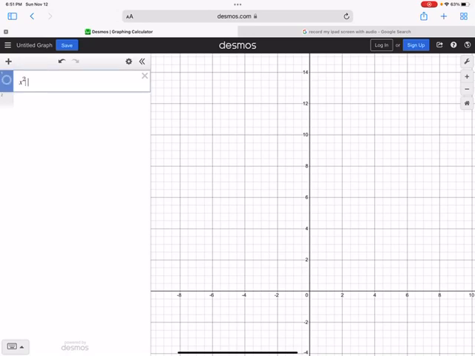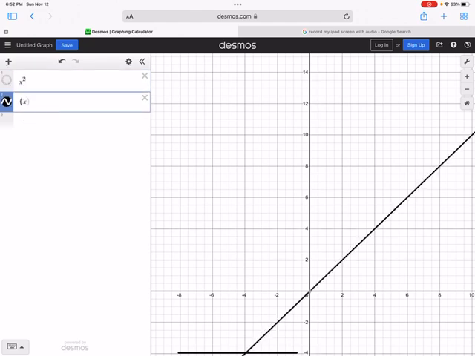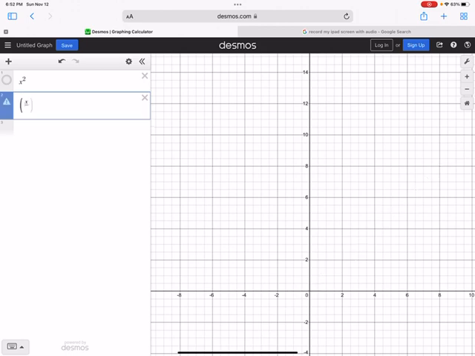So the topic is horizontal dilation. And for an example, we're just going to look at a somewhat simple parent function. We're going to look at the function x squared. We're going to compare that to a fairly simple dilation. We're going to dilate that as (x over 2) squared.